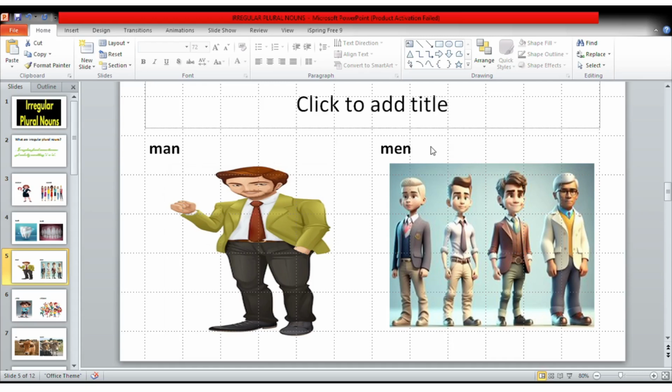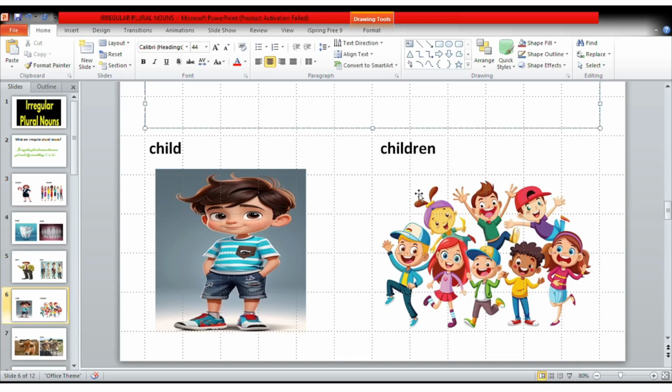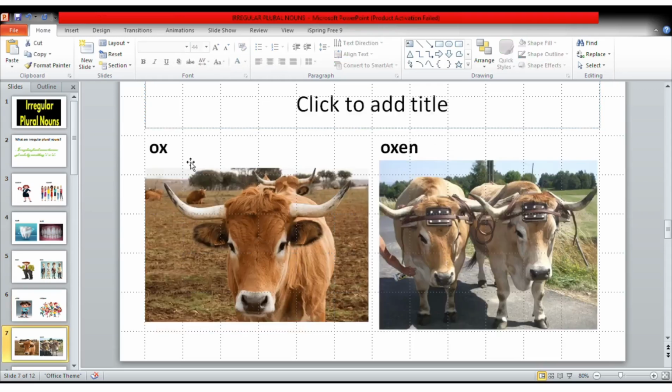So man, men. Our next example is child. So when he's one, he's a child. When they are many, they are children. Child, children. Okay. We have another example, ox.